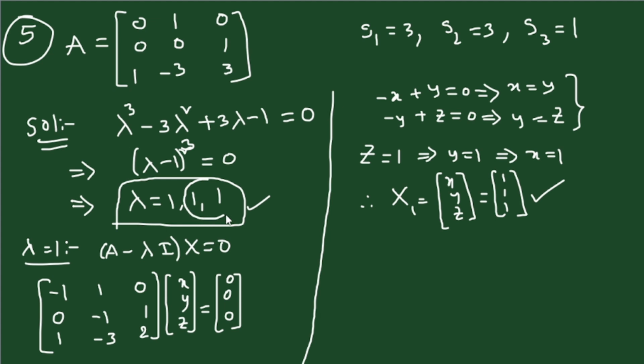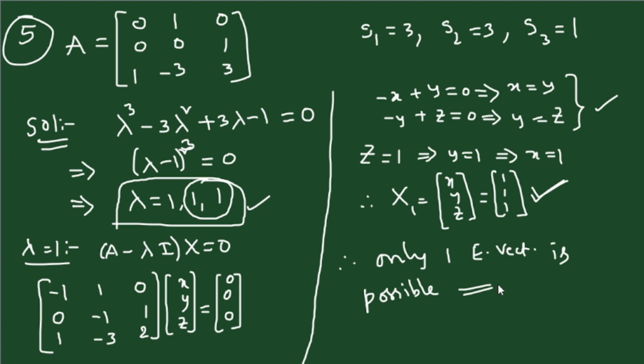Because the two remaining eigenvalues are also the same, you will be getting the same equations again and again, and you will be getting the same eigenvector again and again. Therefore, three eigenvalues are the same, but only one eigenvector is possible in this case.